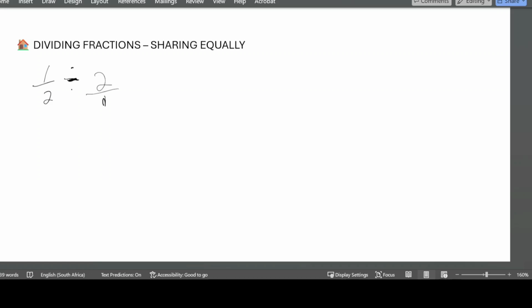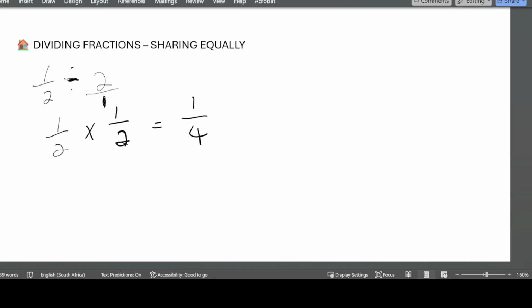So it will be 1/2 divided by 2/1, and when you divide, remember you need to turn the second fraction around, right? So the answer will be 1/4. So each of them will get 1/4 of the pizza.